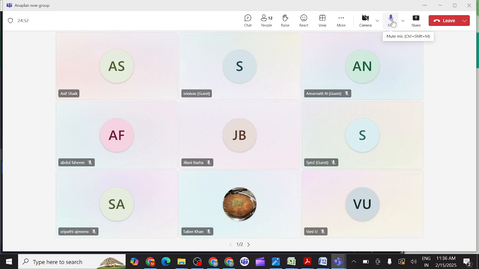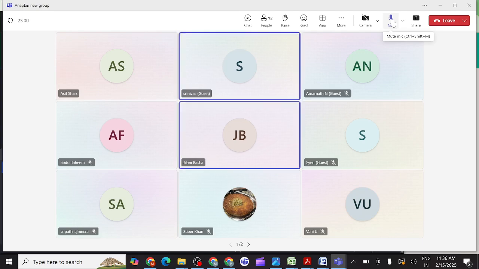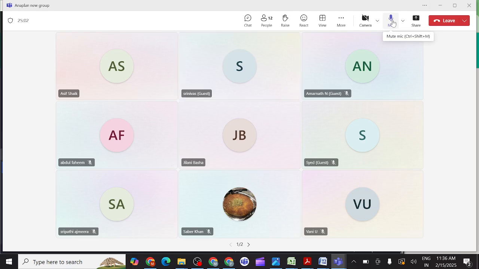Yes, is it clear, Jilani? Yes, yes, sir. So Srinivas, can you explain once again the profit and loss use case and user story briefly?